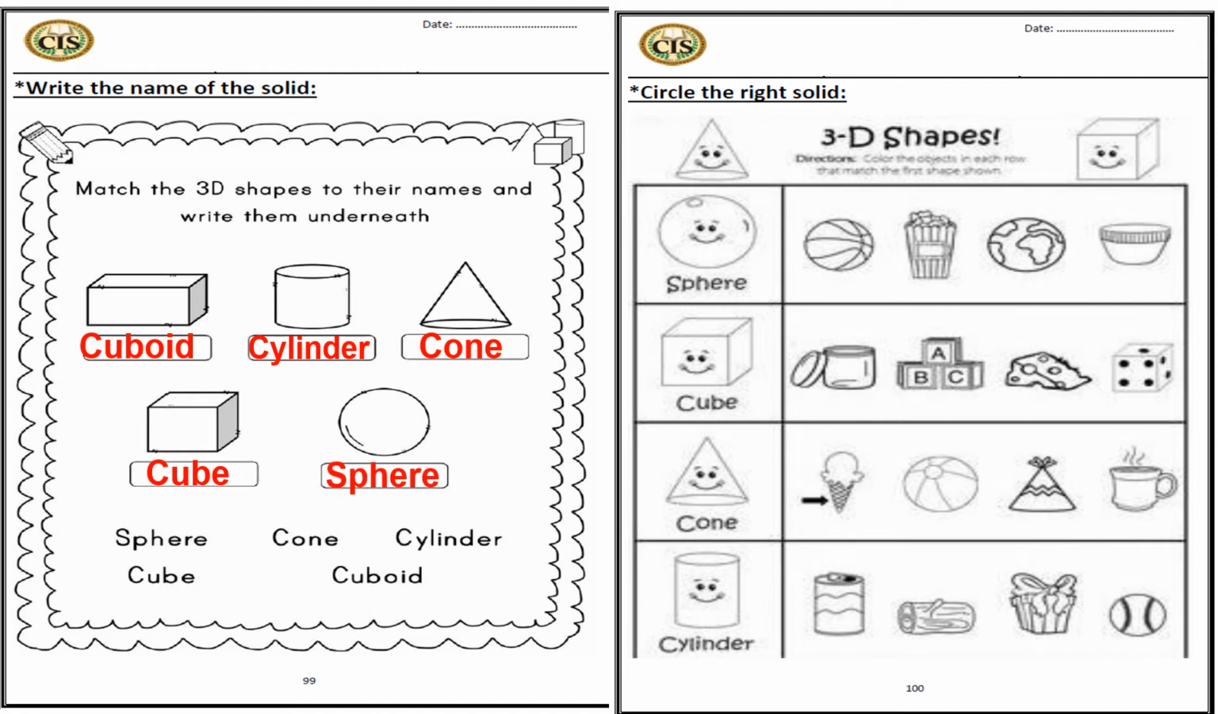Circle the right solid. Which of these shapes is like sphere? Very good. These two shapes. And which of the shapes looks like cube? This ABC block and this dice. Which of these shapes is like cone? Ice cream, and the birthday cone. Which of these shapes is like cylinder? Very good. This and this part of the tree.